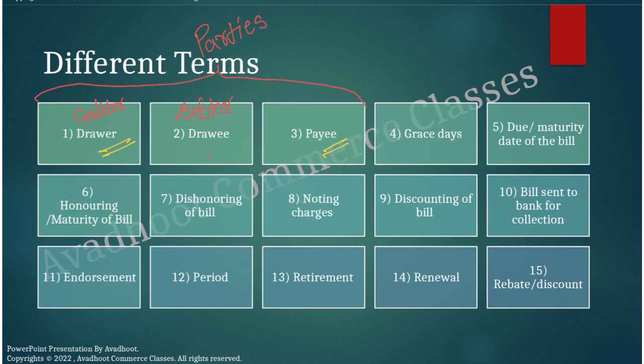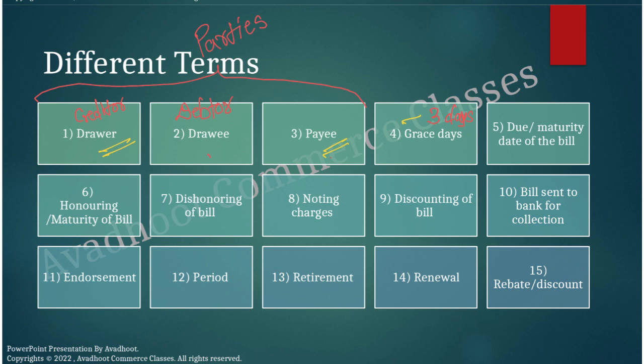Now, what are grace days? Grace days are those days which are to be calculated at the time of the due date. As per the Act, 3 days are to be added while calculating the due date of the bill. How many days will have to be calculated? 3 days are to be added. That is called grace days. Only in case of a demand bill, it is not to be added. Otherwise, for an after date bill or after sight bill, it is to be added.